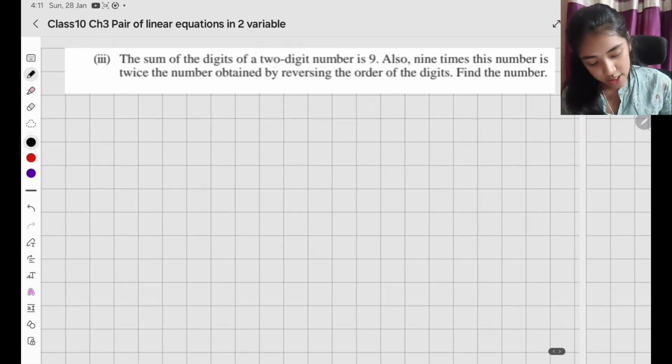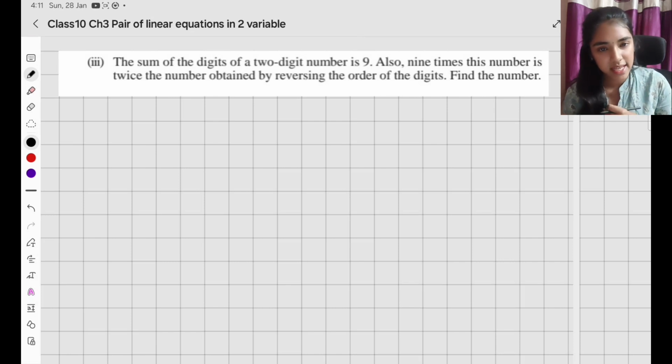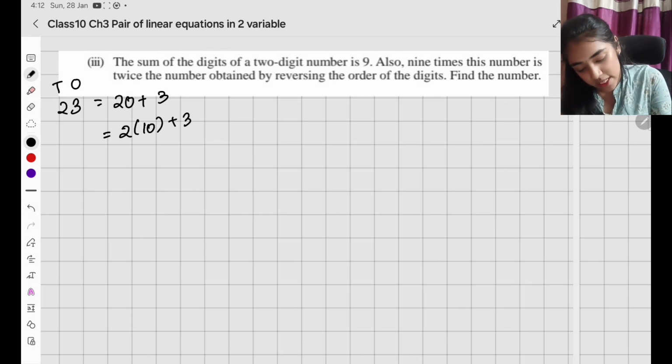Now third subsection. The sum of the digits of a 2-digit number is 9. Same question, exact same question we have put. So what does a 2-digit number mean? For example, if you have 23, then 23 can be written as 20 plus 3. Basically, we write 2 into 10 plus 3. Correct? Because this is the ones place and this is the tens place.